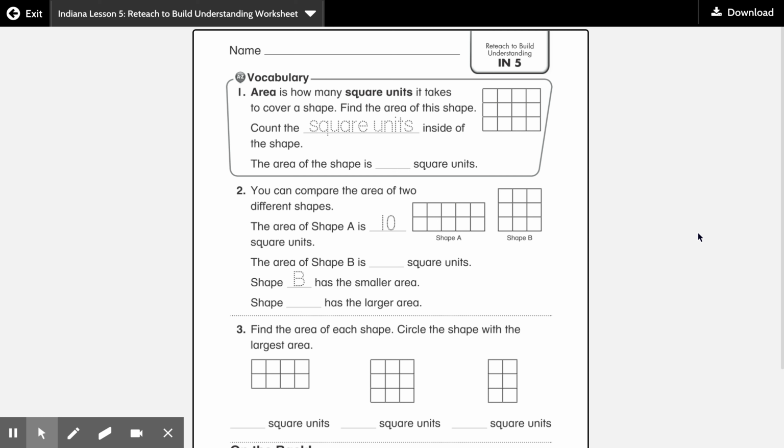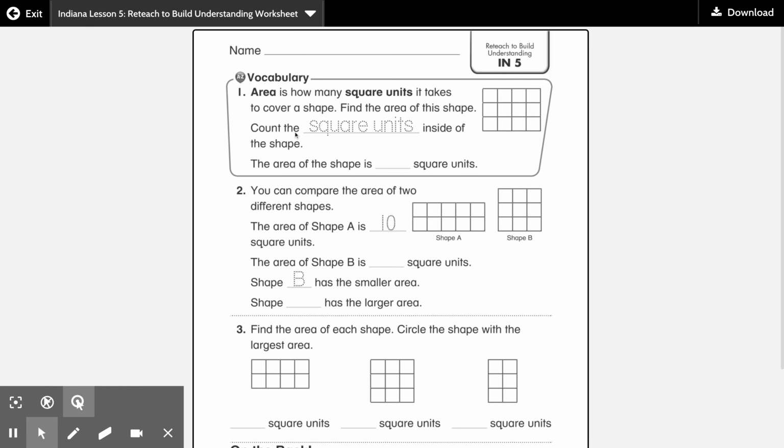So in math, you are talking about area. Area is how many square units it takes to cover a shape. So we are going to find the area of this shape out here to the side. So we need to find the area of that shape.